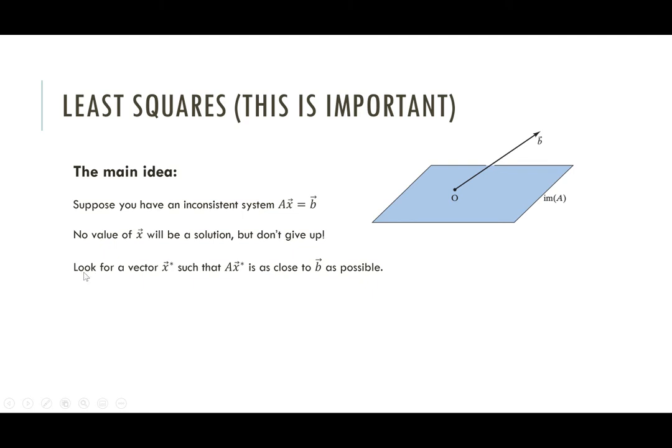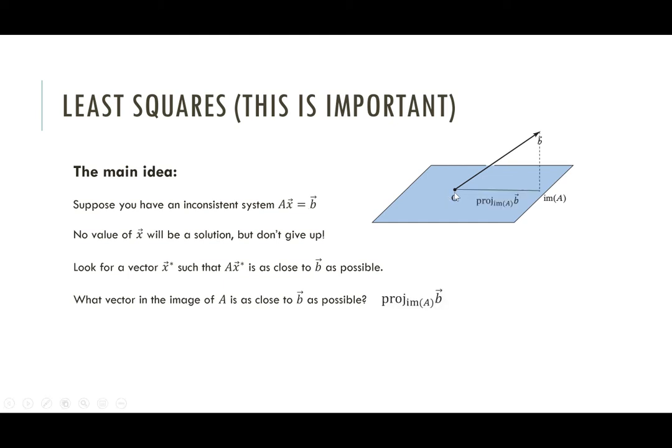So what you do in the method of least squares is you look for some vector, we'll call it x star, such that A x star is as close to b as possible. So the idea is, okay, you're not going to be able to solve Ax equals b, but can you get close? And how close can you get? So we ask, all right, well, what vector in the image of A is as close to b as possible?